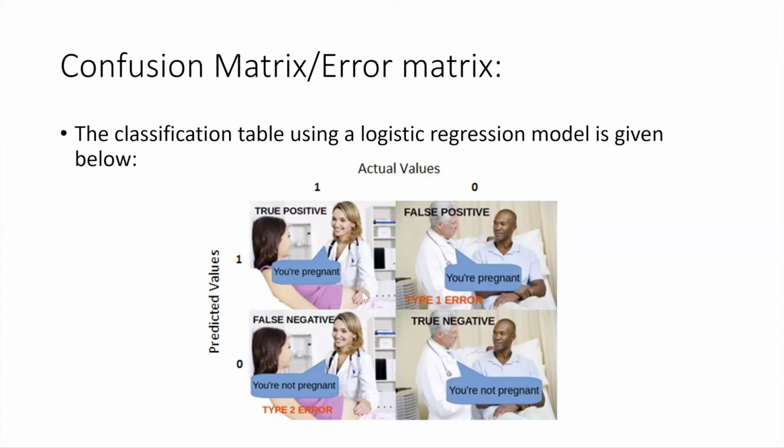Now see the first quadrant, that is the left-hand side top corner. It indicates that if the actual value is 1 and you predicted 1, it is called a true positive. If the actual value is 0 and you predicted 1, it is called a false positive. Similarly, if the actual value is 1 and you predicted 0, it is called a false negative. And if the actual value is 0 and you predicted 0, it is called a true negative.